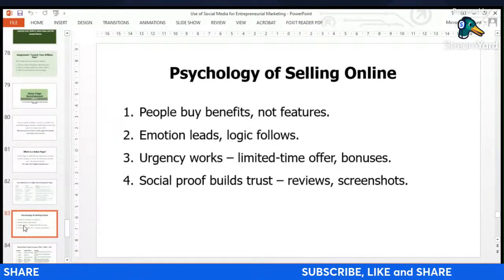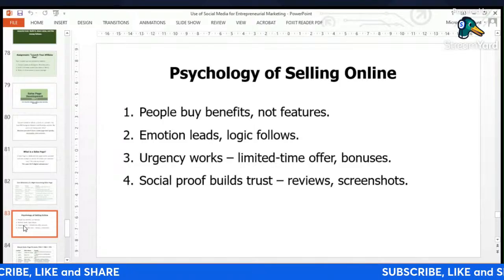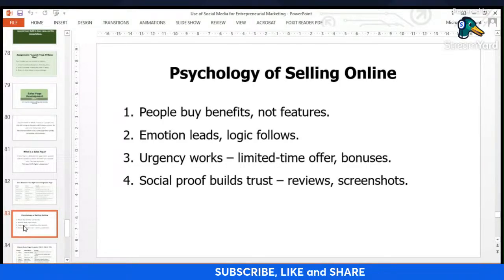Number four, social proof. And that's why you need reviews, you need screenshots of what people have said, what people have posted. It's not you trying to post this thing. Maybe people actually posted testimonials on Instagram, you screenshot that, and you put it.